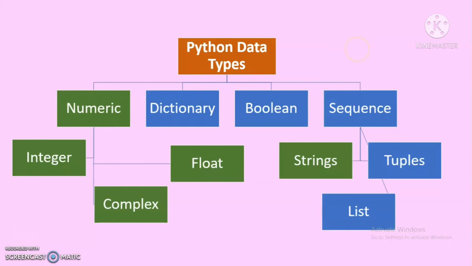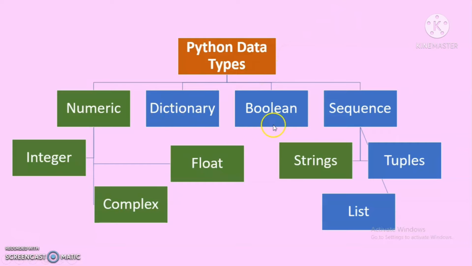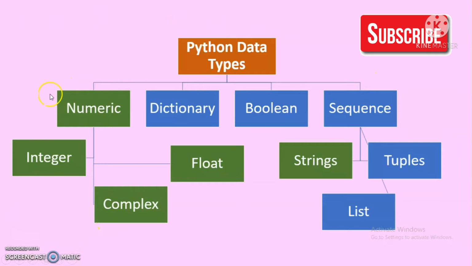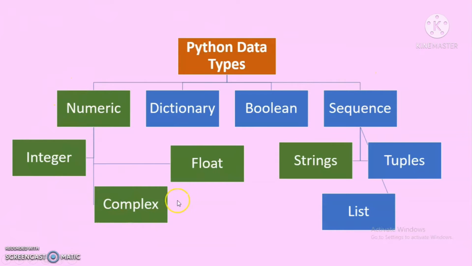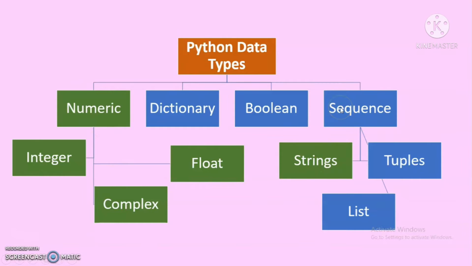Hello everyone, today I talk about Python strings. Mainly Python has 4 data types. They are numeric, dictionary, boolean and sequence. Already in my videos I have explained about integer, complex and float. It is under numeric data type. Today I talk about strings. It is under sequence.